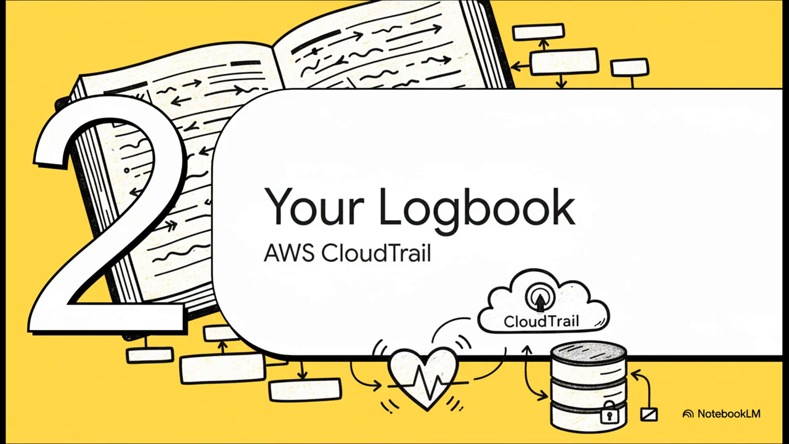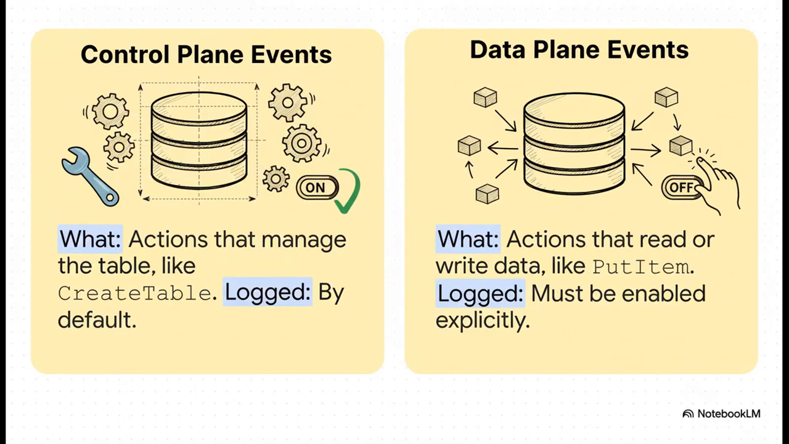All right, so we have our vitals, now we need the logbook. And that brings us to our second pillar, AWS CloudTrail. If CloudWatch tells you what is happening, CloudTrail is what tells you who did it and when. So, CloudTrail captures all the API calls and splits them into 2 big categories. You've got control plane events. These are the big actions that change the structure of your database, like creating or deleting a table. These are logged by default.